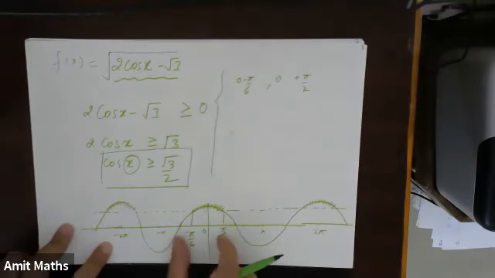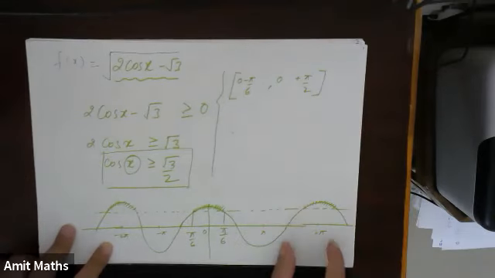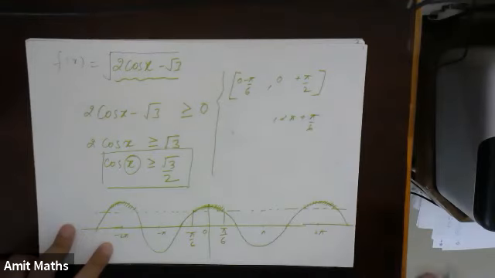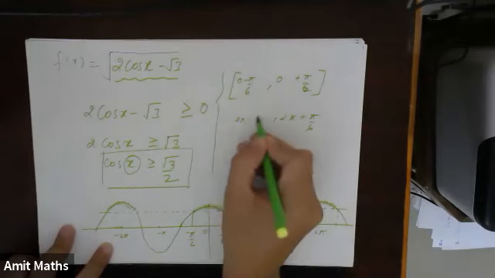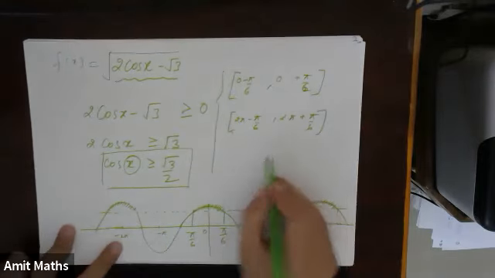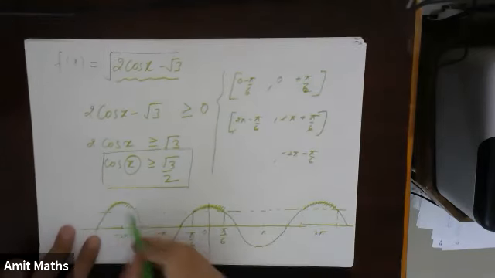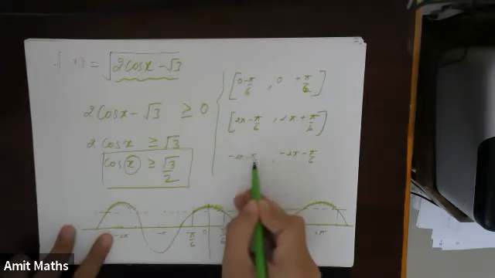This range, this domain is included. Second, this part will be 2 pi plus pi by 6. And this one will be 2 pi minus pi by 6. So this is 2 pi minus pi by 6 included. This part will be minus 2 pi plus pi by 6. And this is minus 2 pi minus pi by 6.